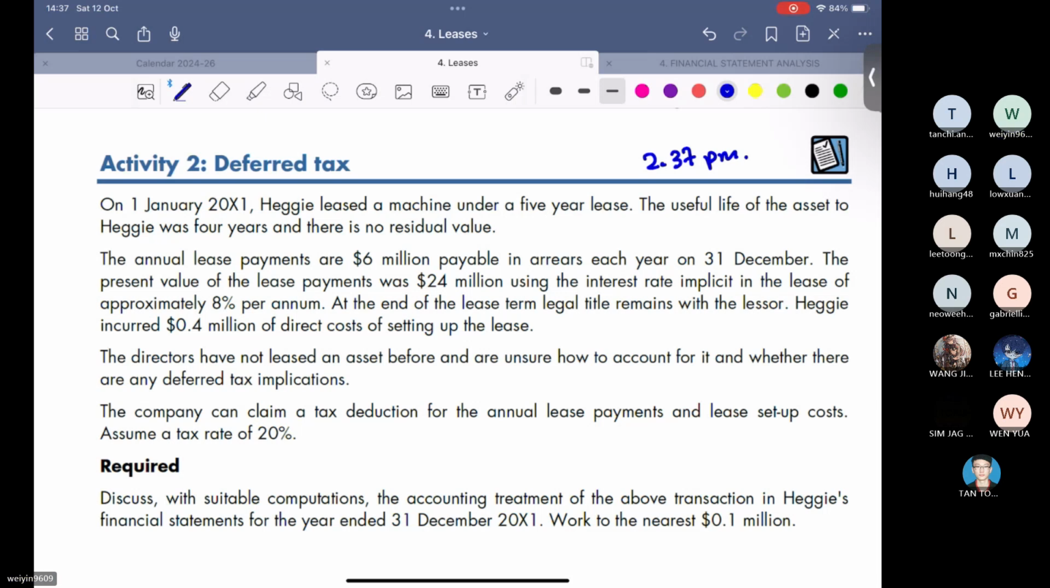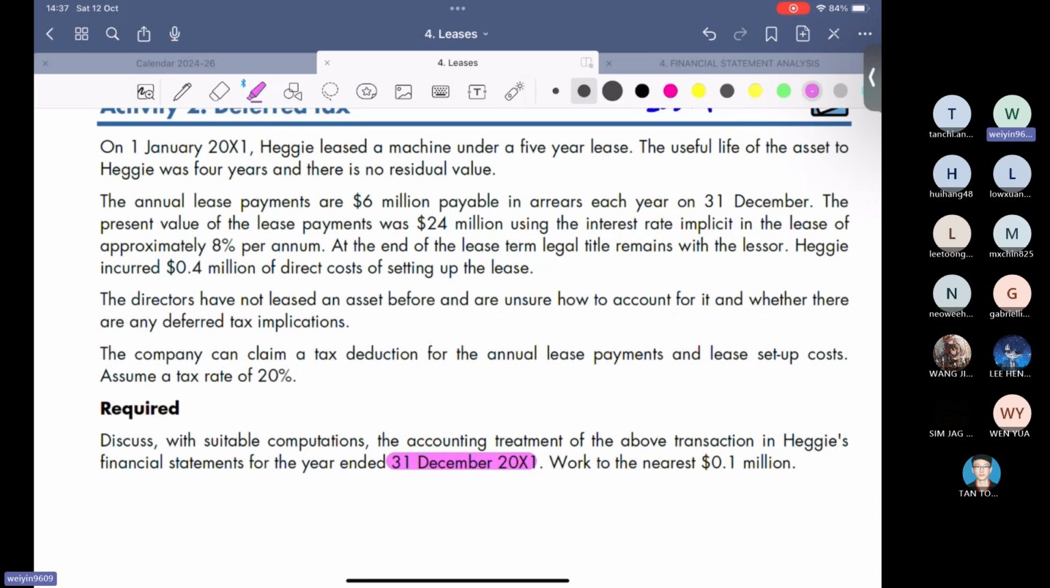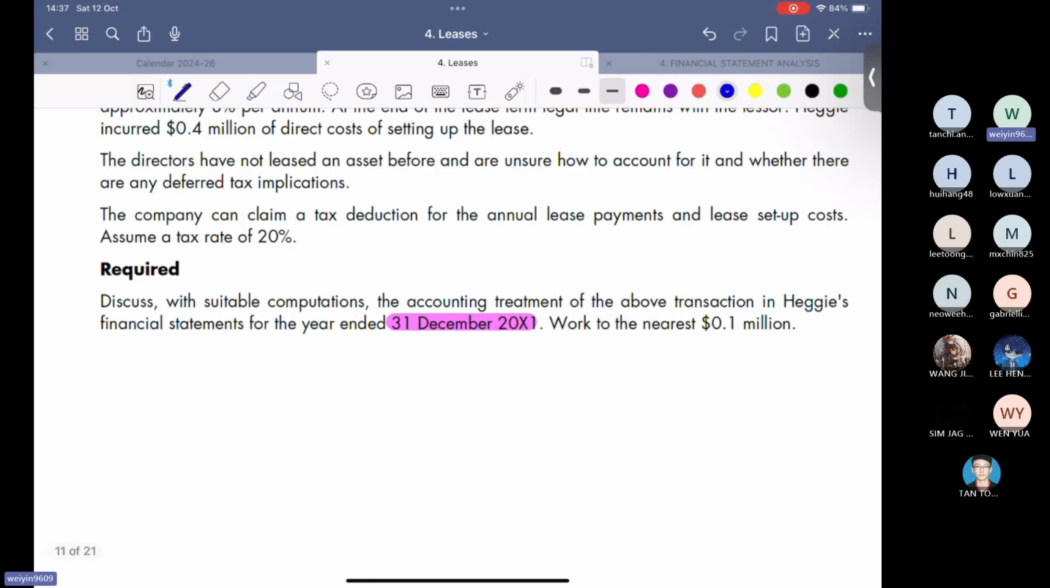Okay. Class, how? I need answers from you. Bear in mind the question only required until 31st December 20x1. That means your amortization schedule only needs to be prepared for 1 year. So no need to prepare until X4. Okay. So can I have the answer from S1?